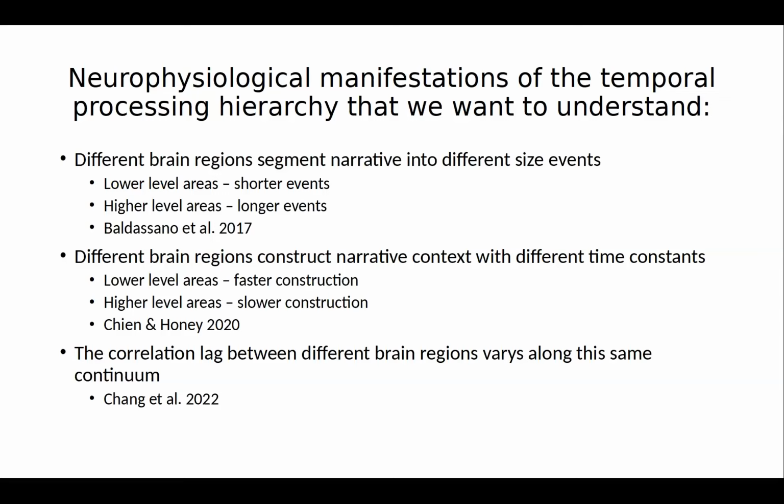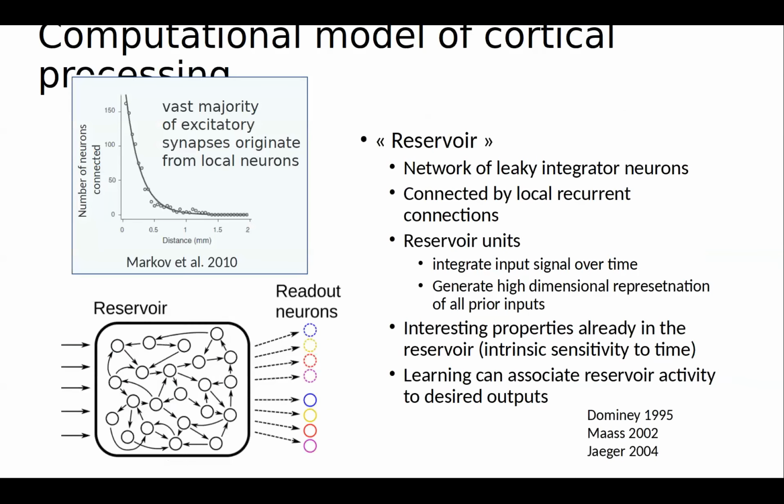So we see these three studies that I showed you. Different brain regions segment in different size events. Different brain regions construct the narrative context with different time constants, and then the correlation lag between these different regions varies along the same continuum. So these are the phenomena that we're interested in. And the question is, we're going to have a computational model of cortical processing where we're going to try to see if we can simulate these phenomena that we're looking at.